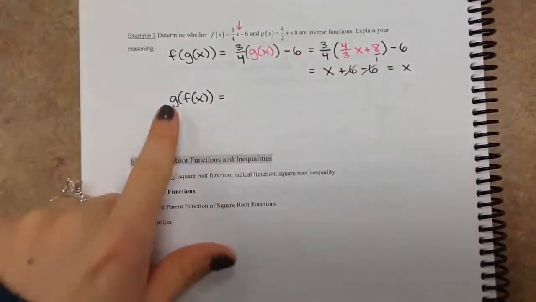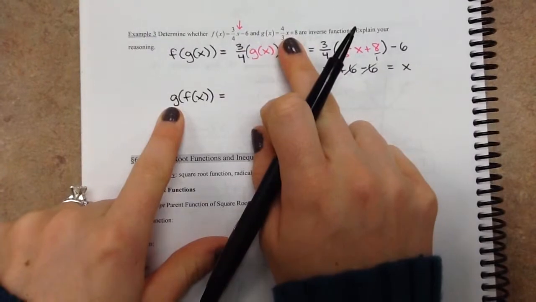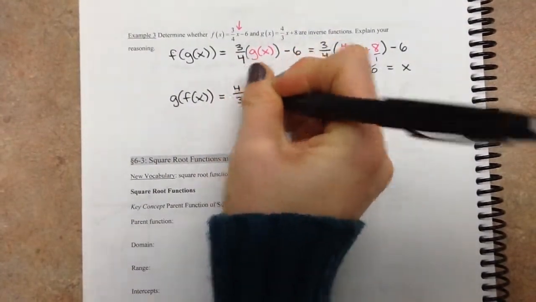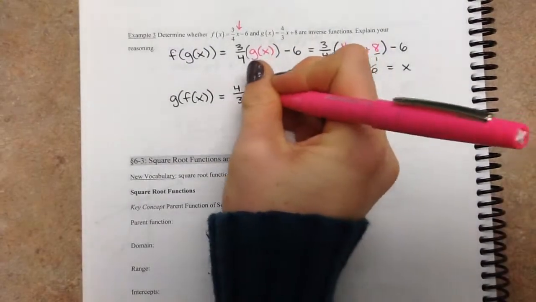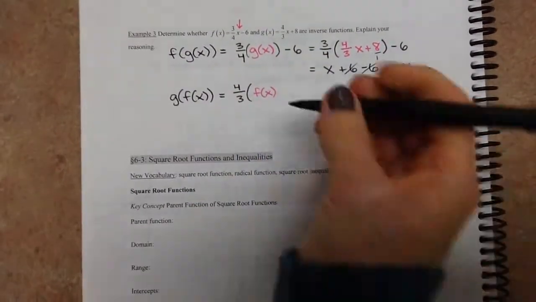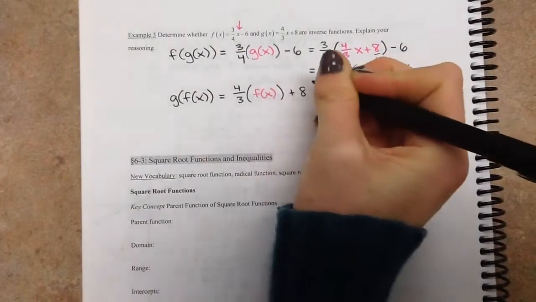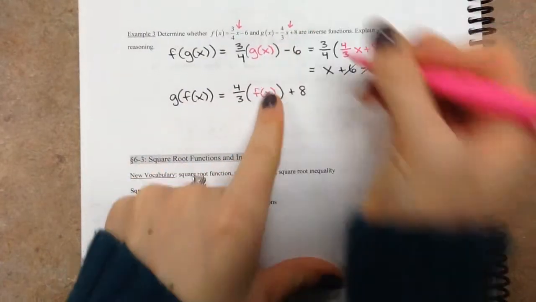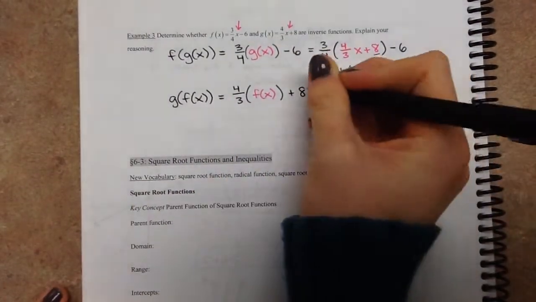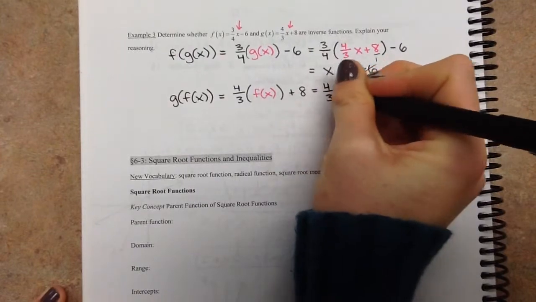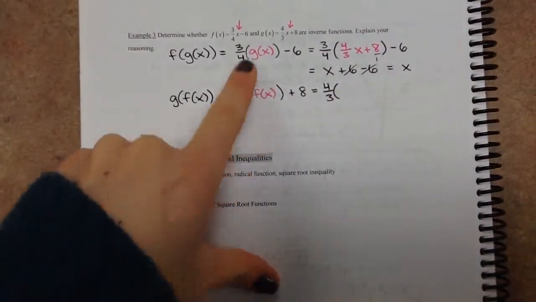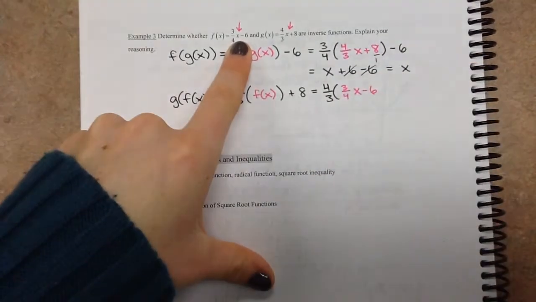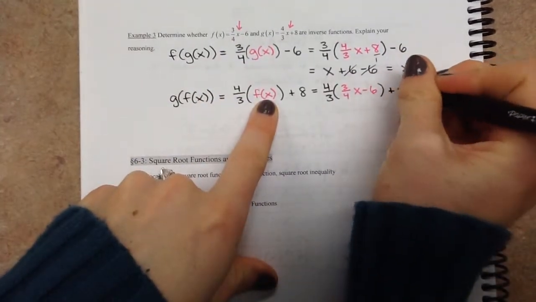Okay, so now I'm going to go into my function g, which is this one right here, and replace the x with an f of x. So I have 4/3, and then in place of the x, I'm going to plug in f of x, plus 8. I'm right in this function here. Instead of the x, I replaced the x with my function f of x. So let's see how that turns out. I've got 4/3, and then in parentheses, I'm going to sub in my expression for f of x. And plus 8 on the end.